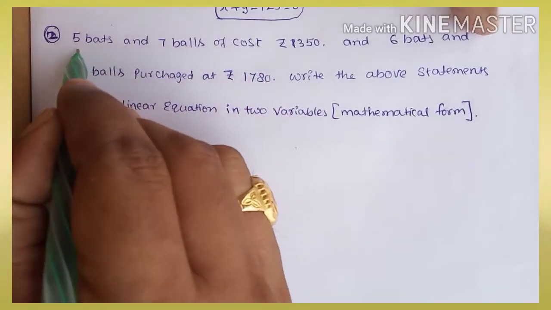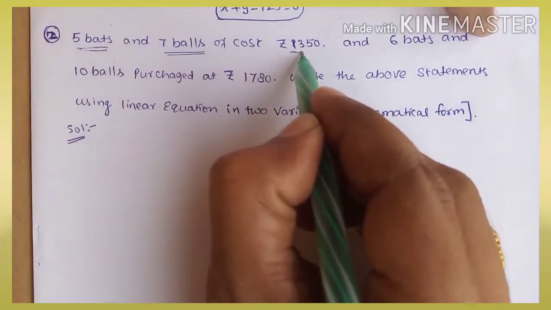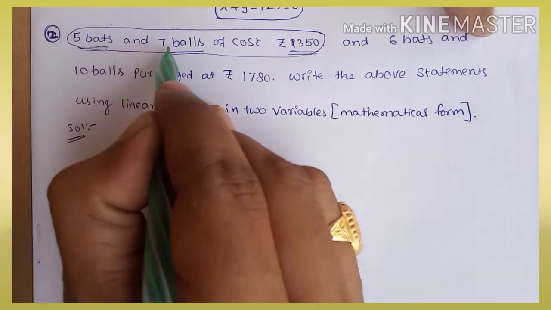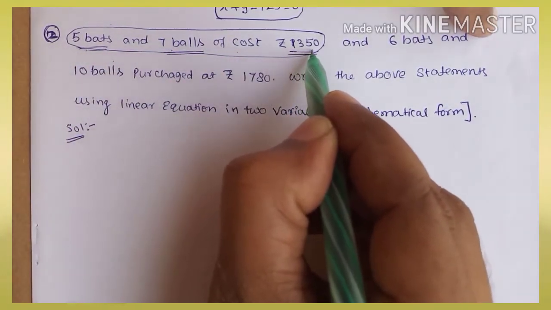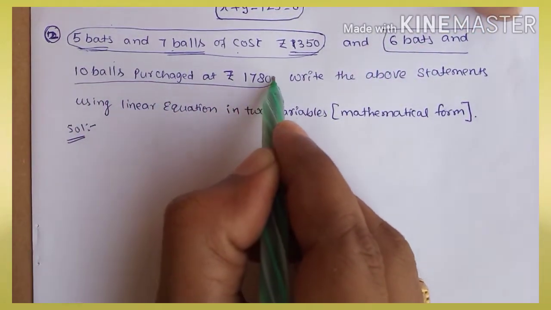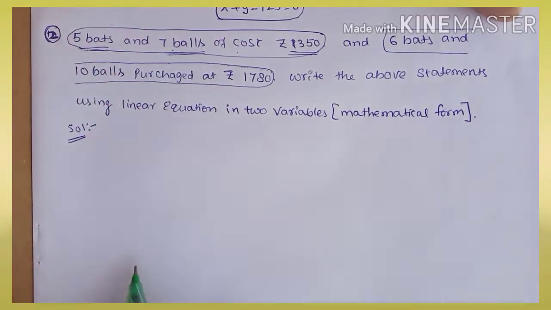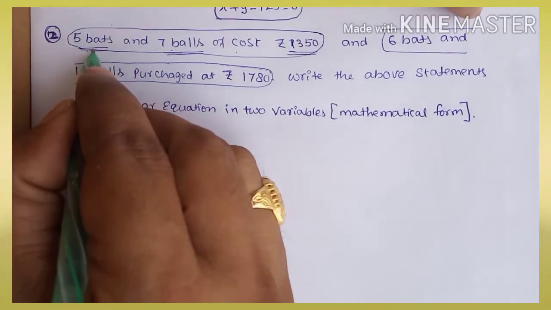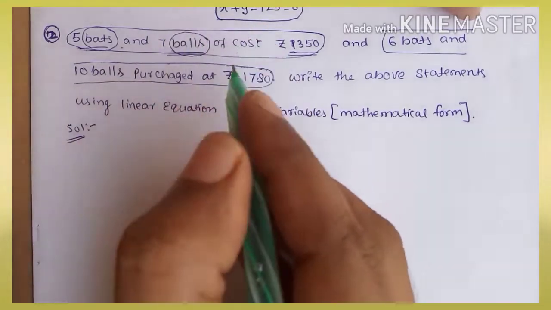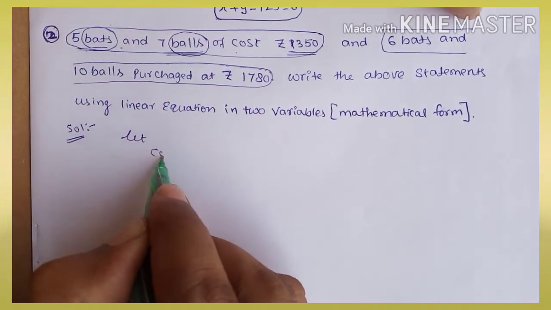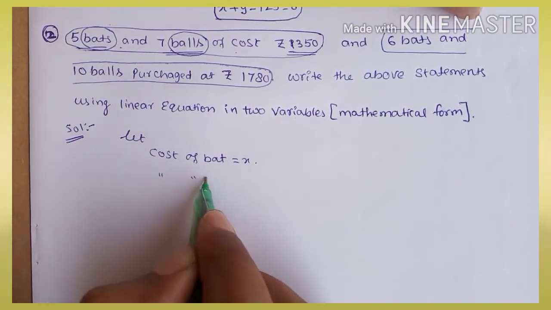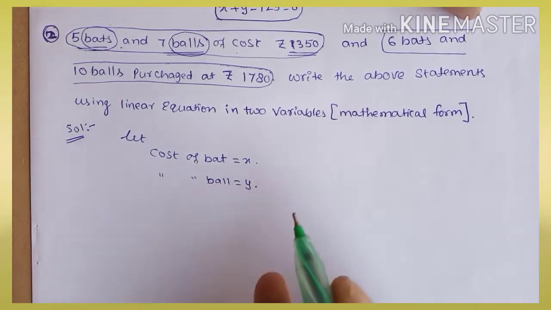Now the question: 5 bats and 7 balls cost rupees 1350. This is the first statement. And the second one, 6 bats and 7 balls cost rupees 1750. These are the two conditions. Here the two objects are bat and ball. We don't know the individual cost of a bat and a ball, so let the cost of a bat be x. Similarly, the cost of a ball is y.